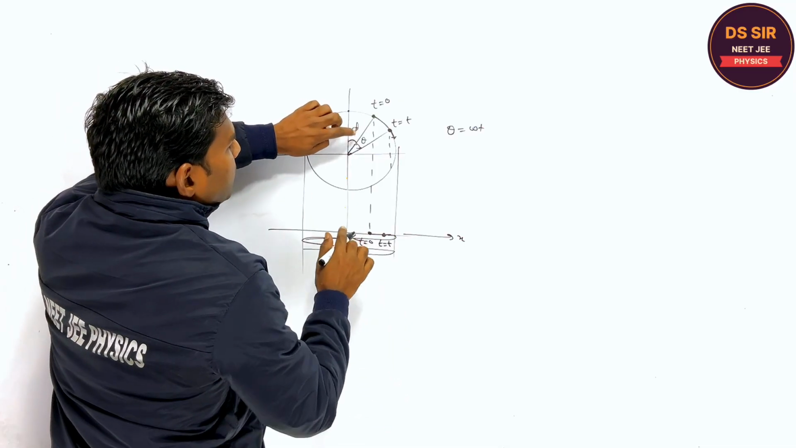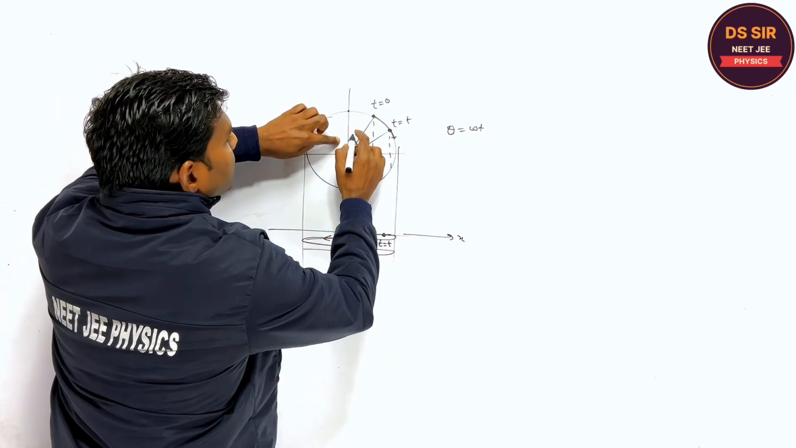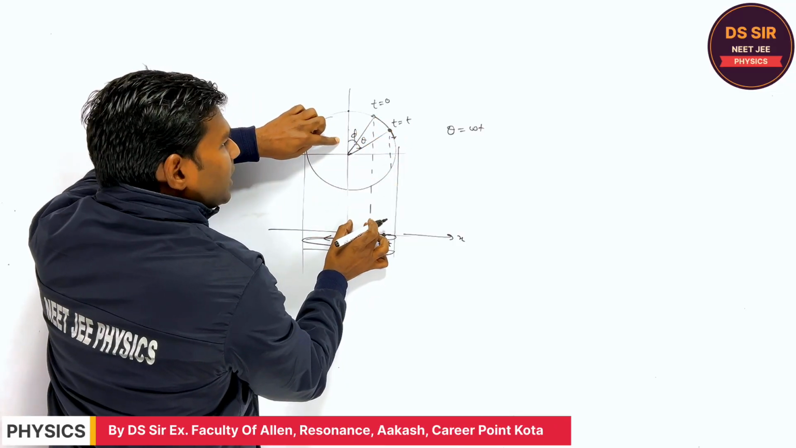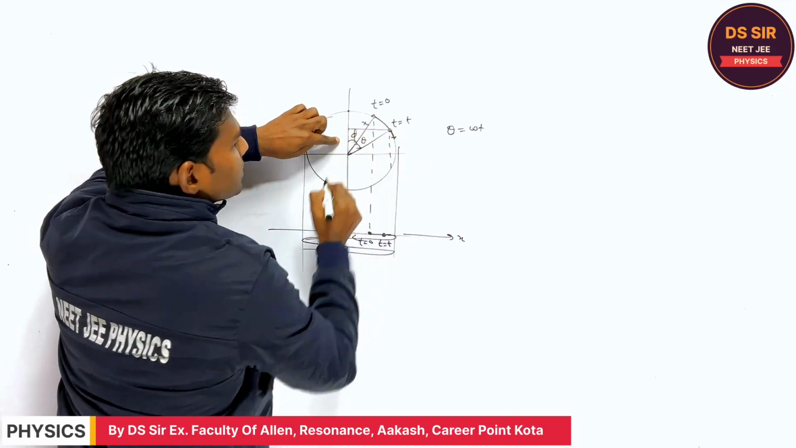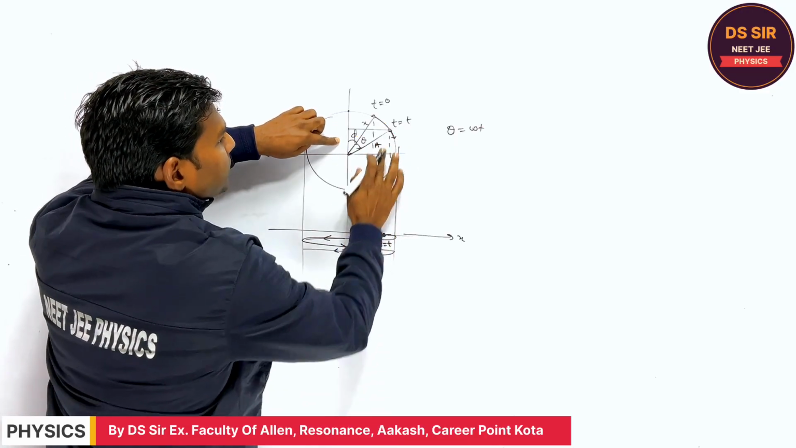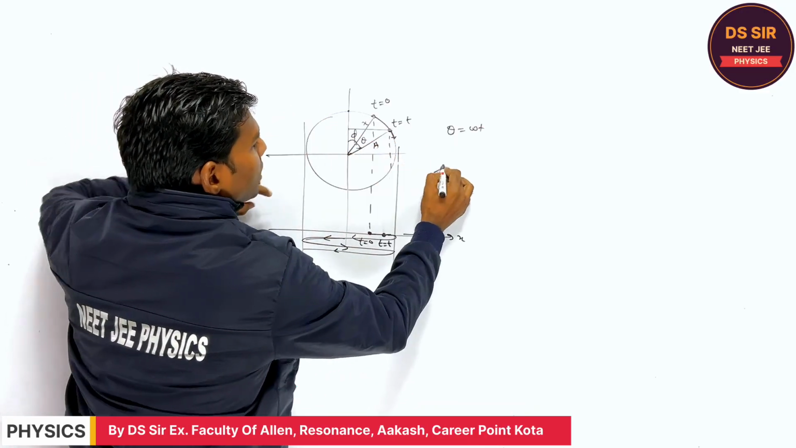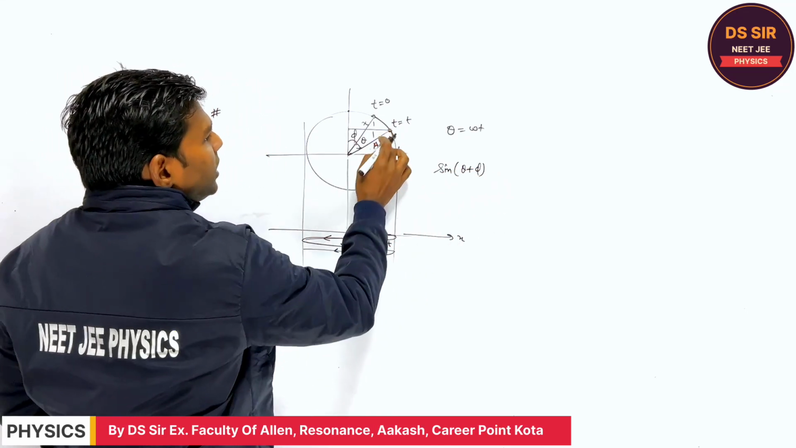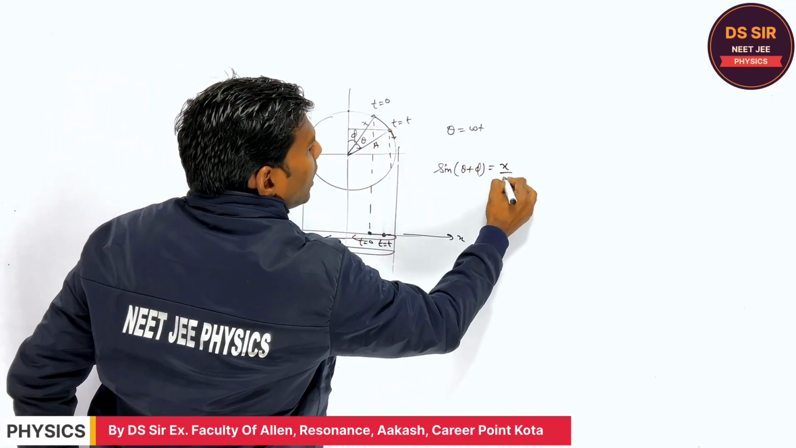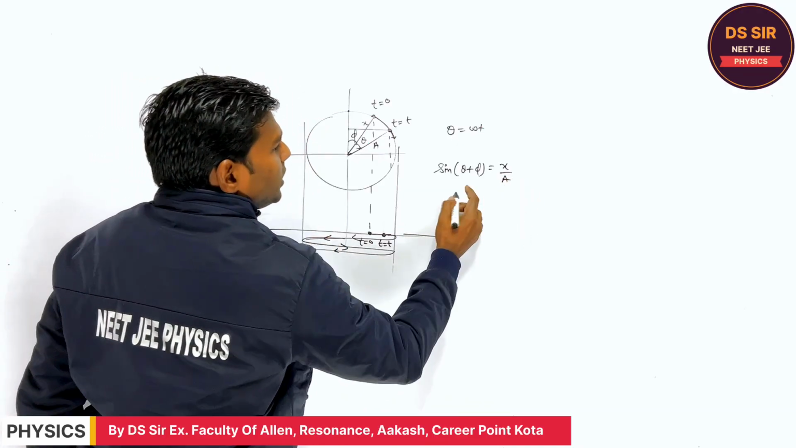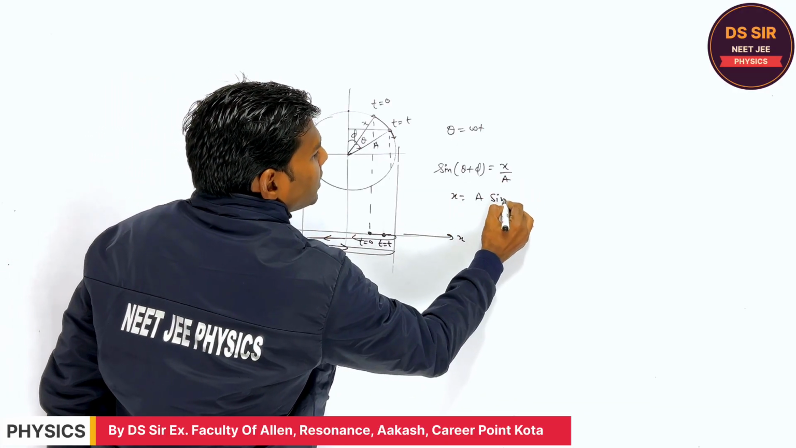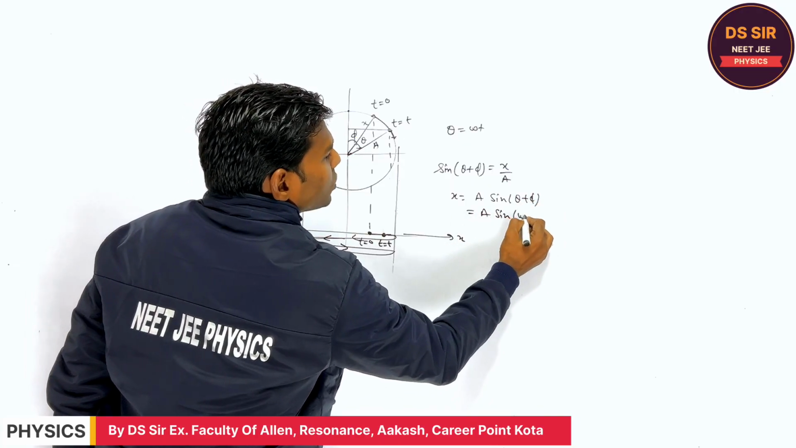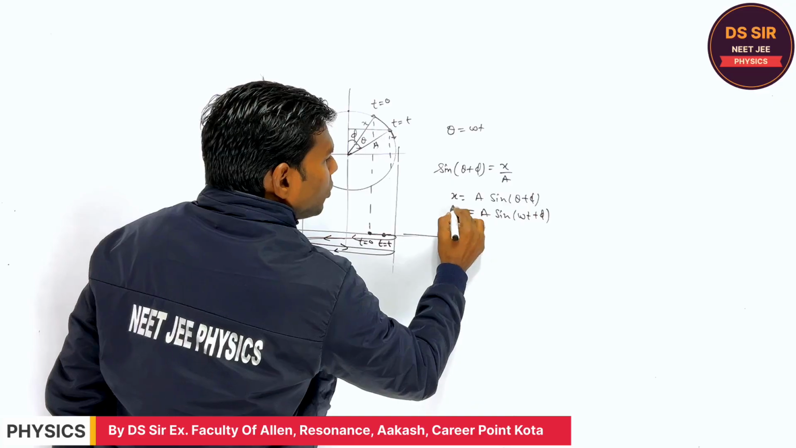So this is the phi, the initial displacement already present. Now if you want to find this x, can you find it? Yes. If the radius is a, now you can write sin(theta plus phi) is equal to perpendicular upon hypotenuse. So x is equal to a sin(theta plus phi). And what is the theta? Theta is omega t. So x = a sin(omega t plus phi). Is it clear or not?